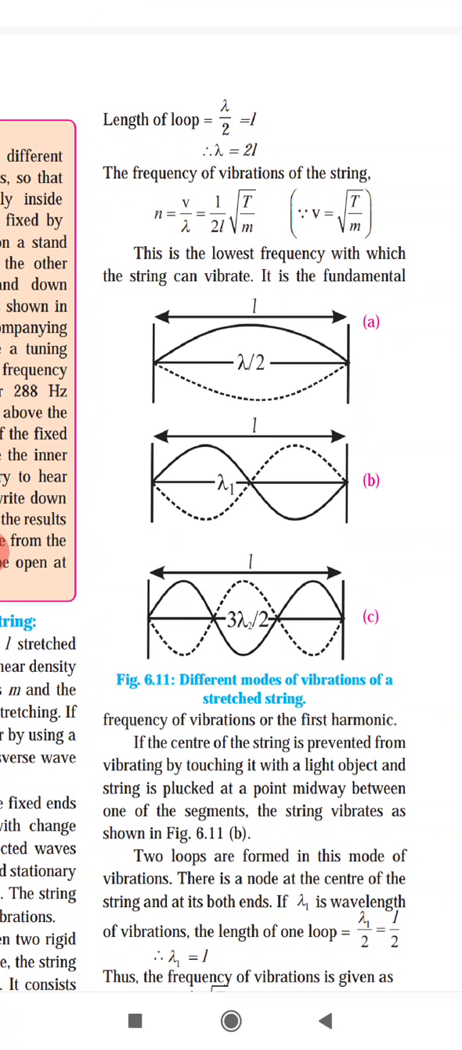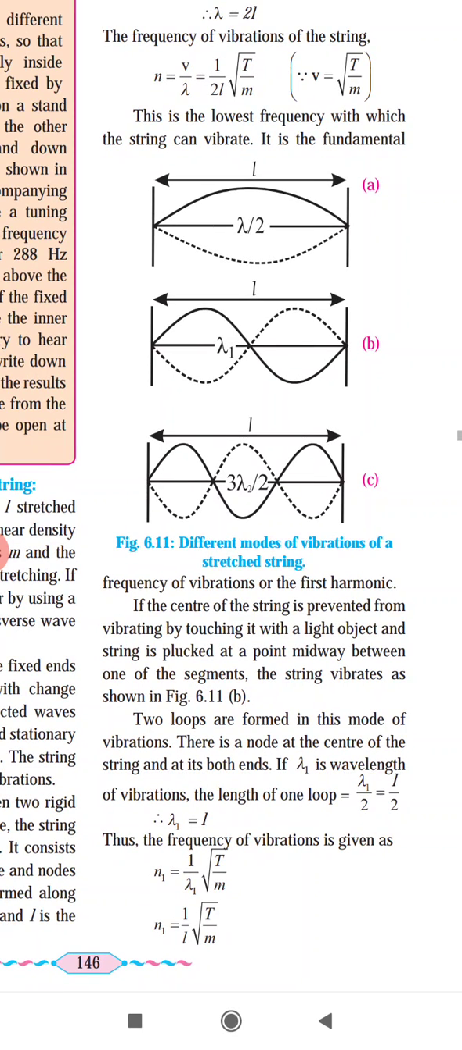The frequency of vibrations of the string, that is N, is equal to V upon lambda. So we know that lambda is equal to 2L and V is root of T upon m, where V is the velocity. This is the lowest frequency with which the string can vibrate. It is the fundamental frequency of vibrations, or first harmonic. So N is equal to 1 upon 2L into root of T upon m, that is the fundamental frequency or first harmonic.